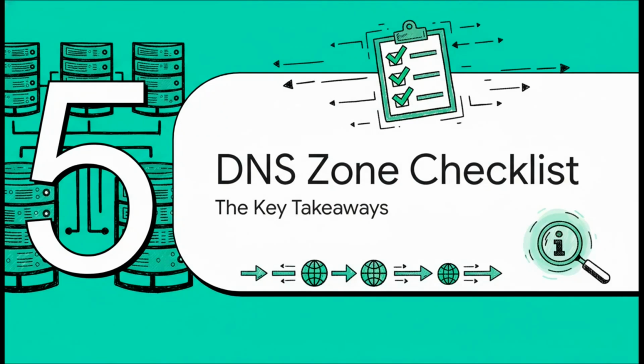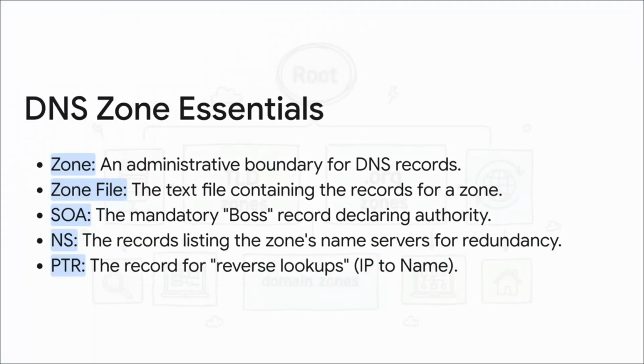All right, we have covered a lot of ground pretty quickly here. So let's just take a breath and recap the most important concepts with a simple checklist, just to make sure everything is locked in and crystal clear. So here are the essentials. You've got the zone. That's your administrative boundary, your filing cabinet. The zone file is the paperwork inside it. The SOA record is the boss declaring who's in charge. The NS records are the key holders who provide that crucial redundancy. And finally, the PTR record is your special tool for going in reverse. That's really the core of it all.